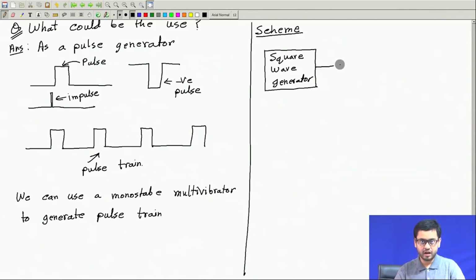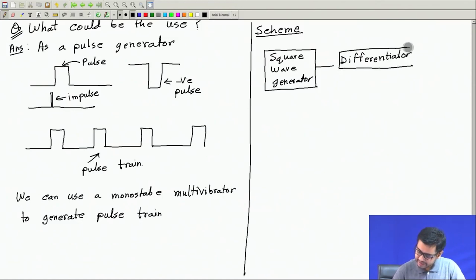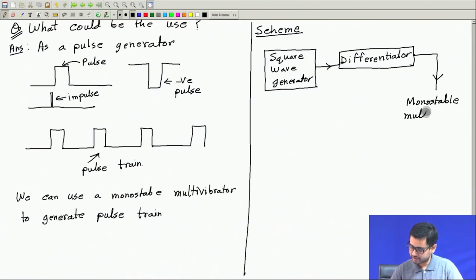From this you can take a differentiator. We have studied the integrator, but not the differentiator. I will talk about it soon. And from this, you connect this to a monostable multivibrator or oscillator.